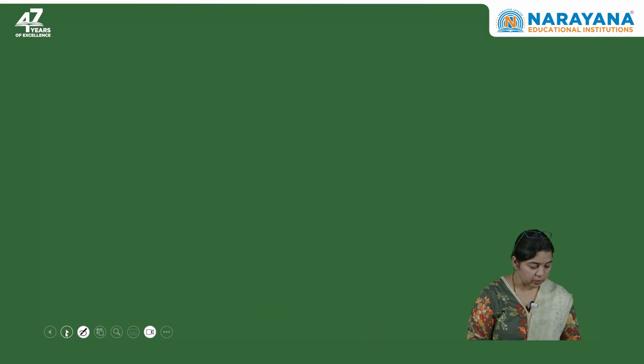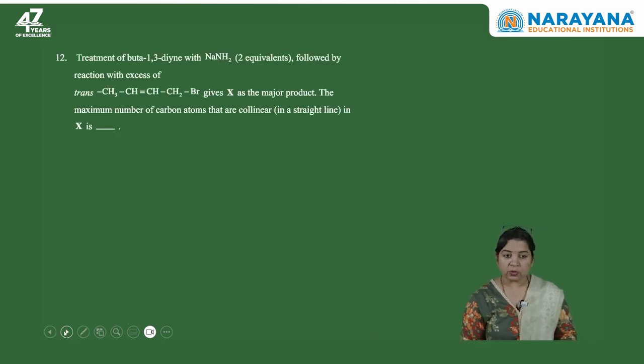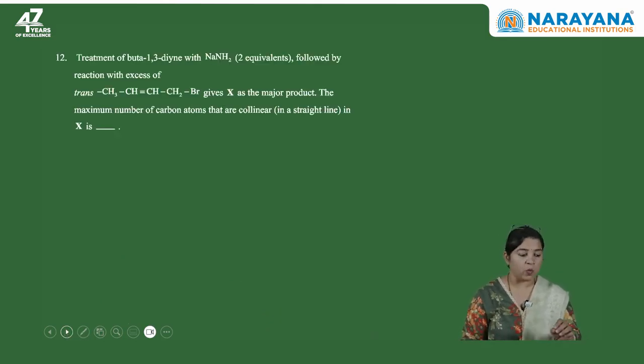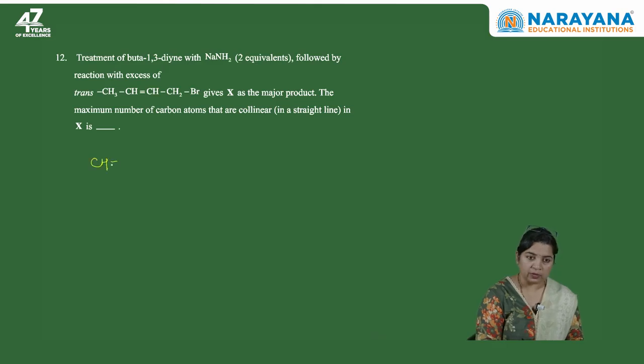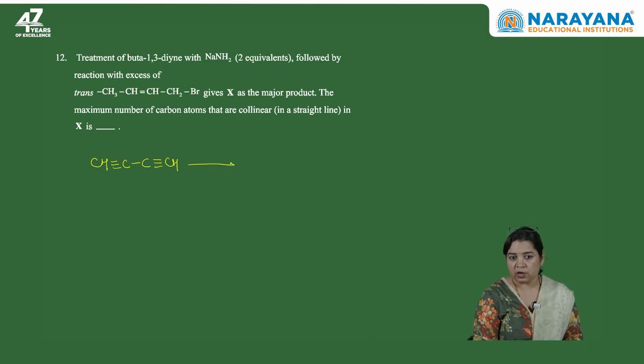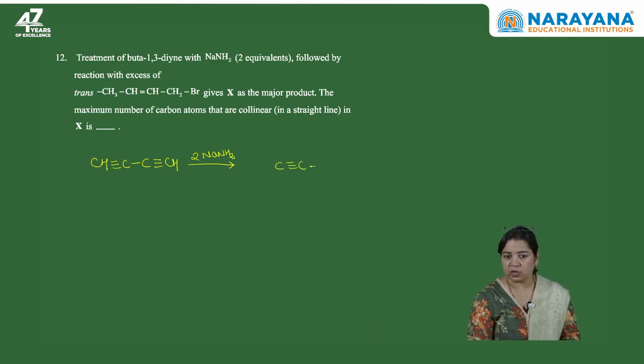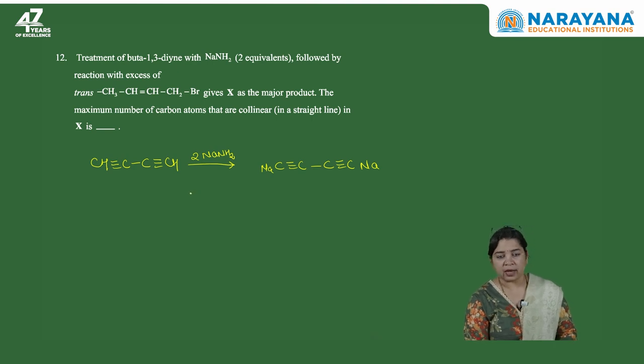Moving to question number 12. What is question number 12? Treatment of 1,3-butadiene, that means CH triple bond C, C triple bond CH, with NaNH2. In brackets it is given, we are allowed to use 2 equivalents. So C triple bond C, C triple bond C, Na, an acid base reaction will take place, right? This is what we'll obtain on reaction of terminal alkynes with NaNH2.